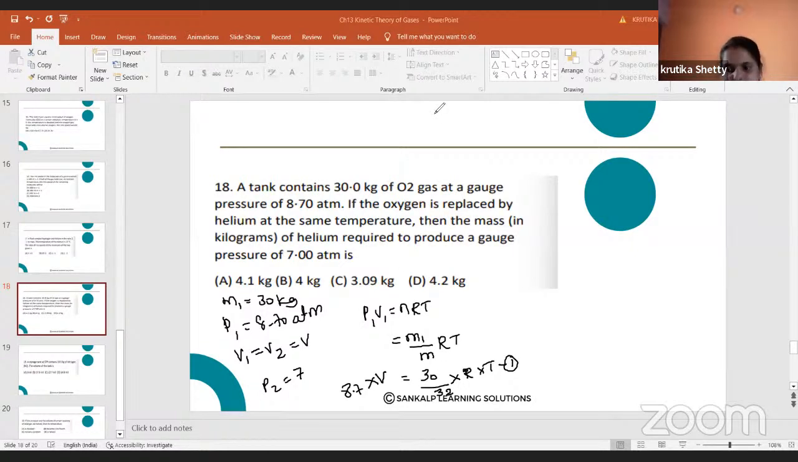So next I am going to take it as, that is P2 is 7 into V2 is V, which is equal to M, which we need to calculate, and for helium it is 4 into RT. This is my equation 2. So what you do is 2 divided by 1. Do it as 2 by 1. When you do 2 by 1, you will get the m value, see.